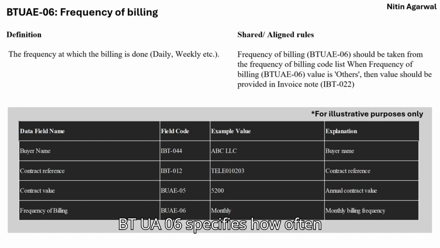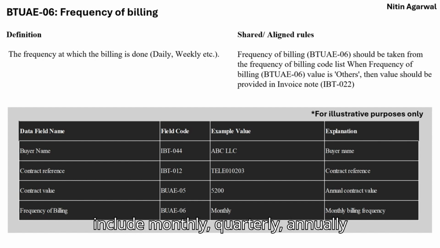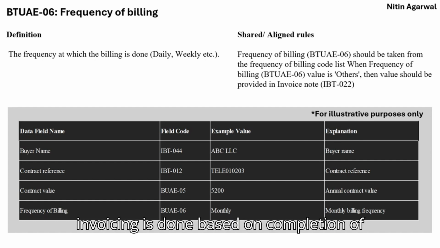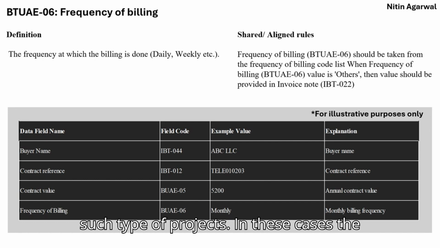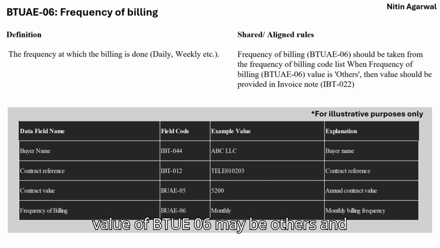BTUA06 specifies how often invoices are issued under a continuous supply contract. Common billing frequencies for continuous supplies may include monthly, quarterly, annually, or there may also be cases where invoicing is done based on completion of a milestone. Construction projects, large-scale services, etc. are examples of such type of projects. In these cases, the value of BTUA06 may be others, and the details may be provided in the data field IBT022 invoice note.